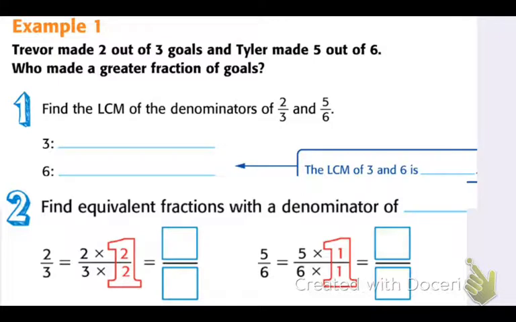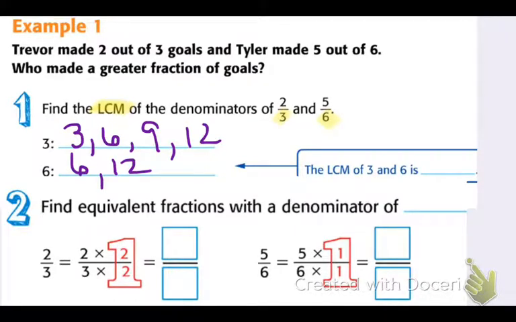All right, example 1. Trevor made 2 out of 3 goals and Tyler made 5 out of 6. Who made a greater fraction of goals? Well, step 1, list those multiples of the denominators. The denominators, the numbers on the bottom, are 3 and 6. So let's try to find the lowest common multiple. 3, 6, 9, 12. 6, 12. Well, I can go ahead and stop. I can see that the lowest one they share is 6. Step 1, find the lowest common multiple.